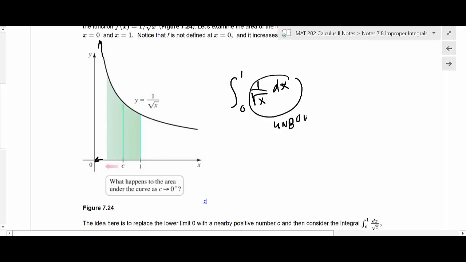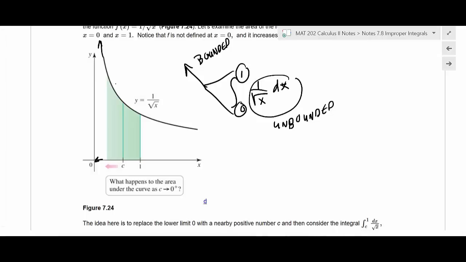Okay, so what we have is this thing is unbounded. That's the other case, whereas these things are bounded. So you have bounded limits of integration, but you have an unbounded region you're looking at. So the idea on this is you have a vertical asymptote, essentially. So what we're going to look at in these cases mostly is how do you handle it when you have a vertical asymptote, rather than one of the limits of integration approaching infinity.